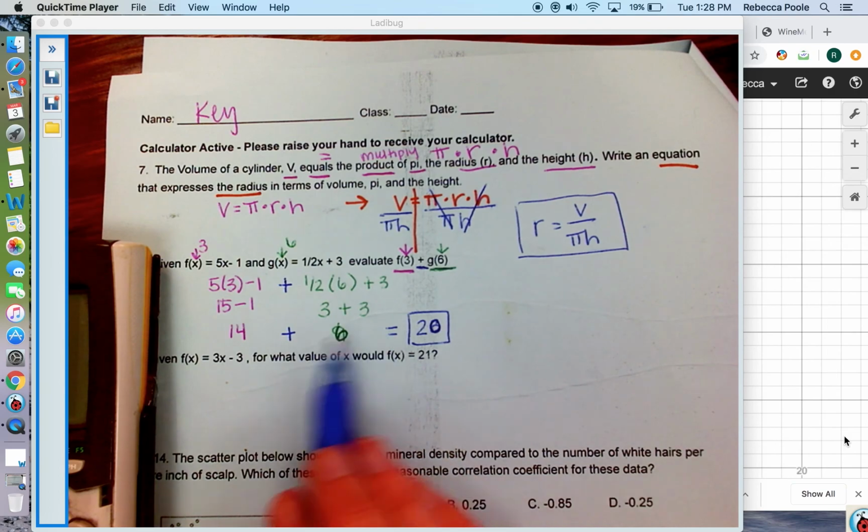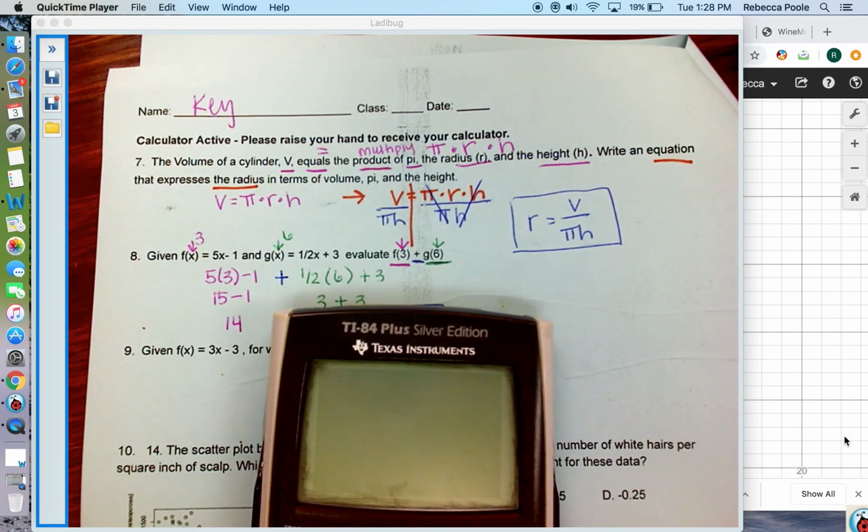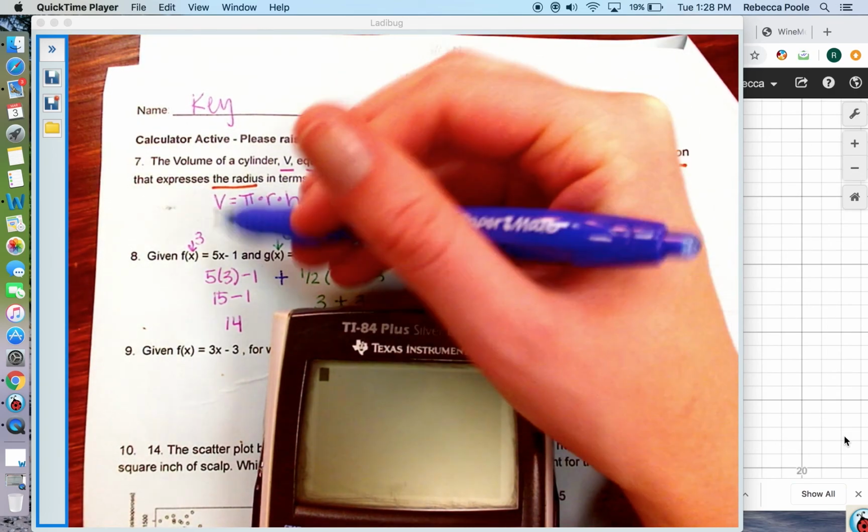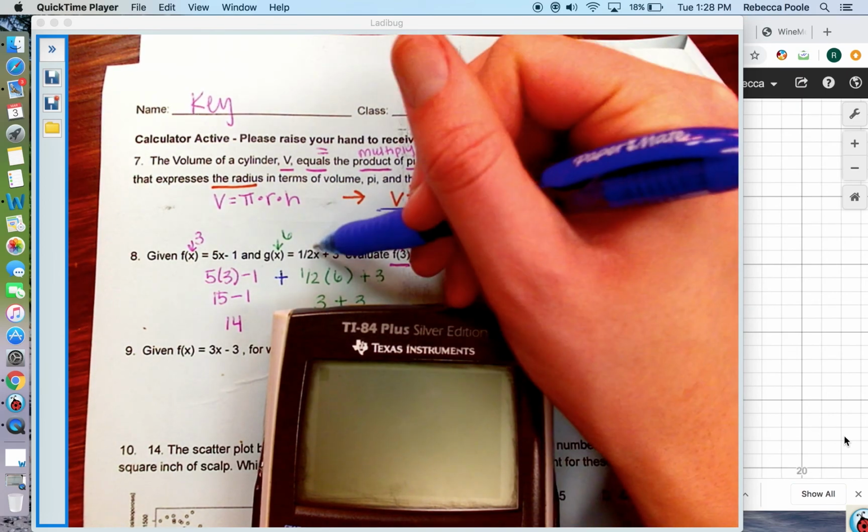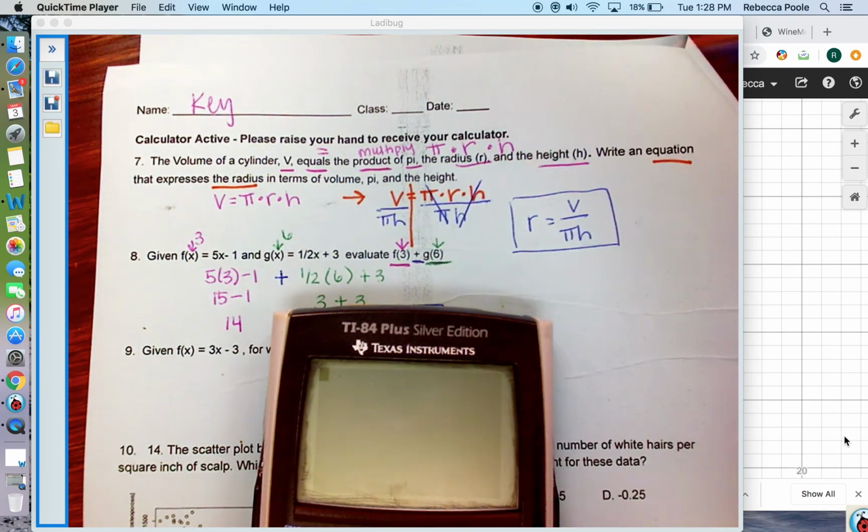So one more time, we're going to check this in the calculator. So we put in 3 into the f equation, and we put in 6 into g. And I was showing you how you could type this in.